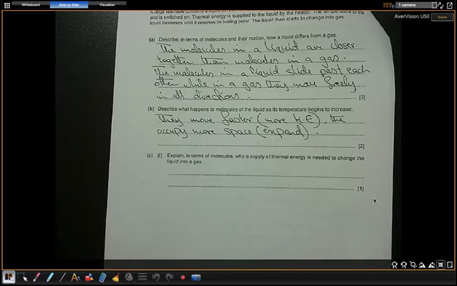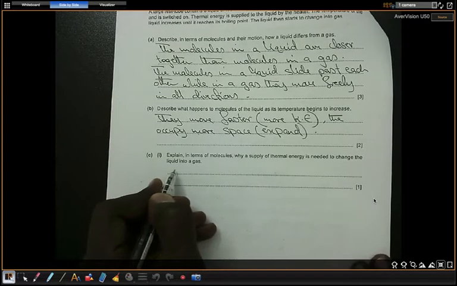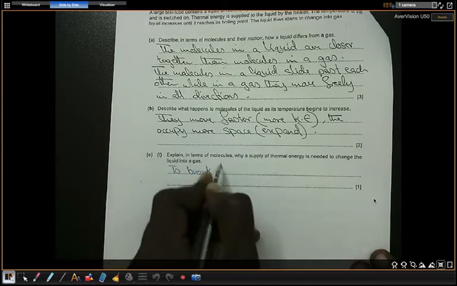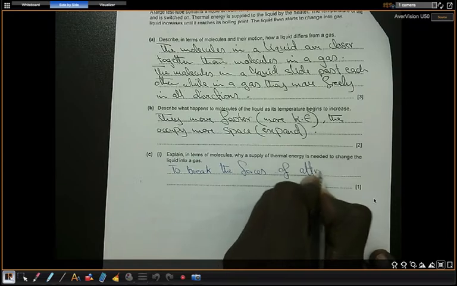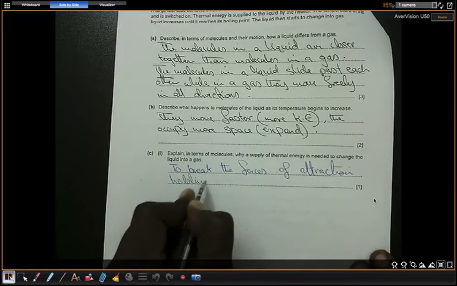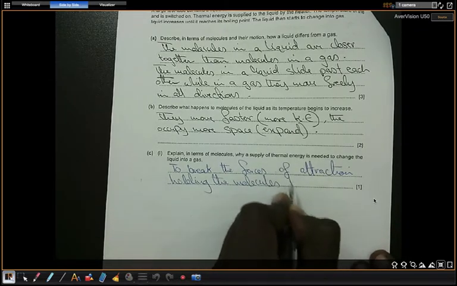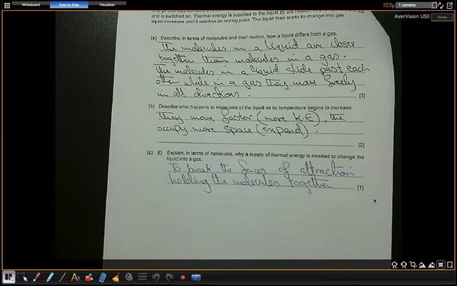So we stopped at explaining in terms of molecules why a supply of thermal energy is needed to change the liquid into a gas. You just start directly to break the forces of attraction holding the molecules together. Remember, do not exceed the spaces, okay?